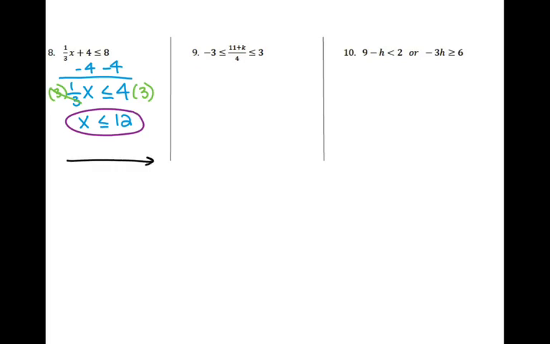I'm going to graph this on the number line. I'm going to put my 12 right in the middle, and I'm going to go ahead and add some values on both sides. And I have the or equal to, so x is less than or equal to 12, so I'm going to do the closed circle. And all of those values are going to be to the left of 12.